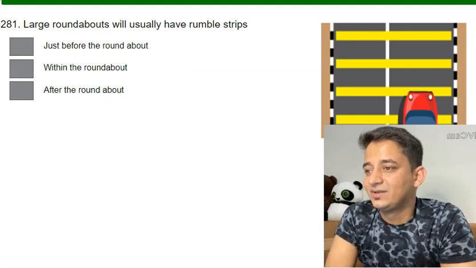A large roundabout will usually have rumble strips just before the roundabout, within the roundabout, after the roundabout, just before the roundabout. Yes.